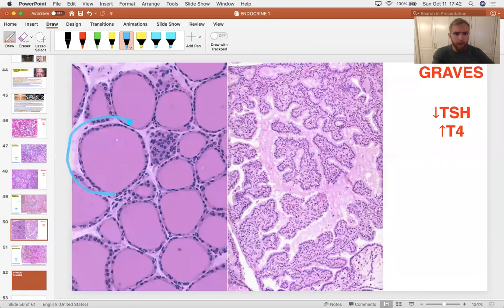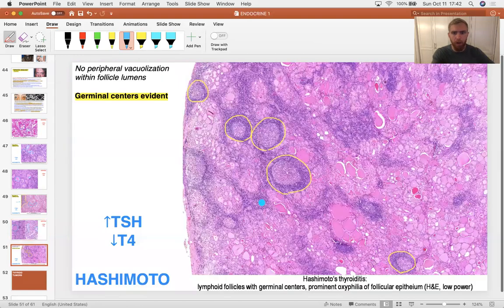Here's your Graves. Here is a normal thyroid on the left. You don't see any bubbles, but then here in the midst of these different follicles, we're seeing peripheral vacuolization of the colloid. Again, big hallmark for Graves. Notice also that it's hypercellular because there's an inflammatory response going on.